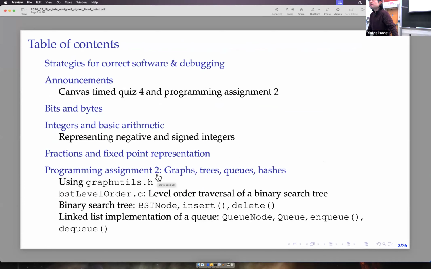And quiz 4 is also now out, so we're having that due next Wednesday, so that it doesn't collide with next Friday's due date for programming assignment 2.